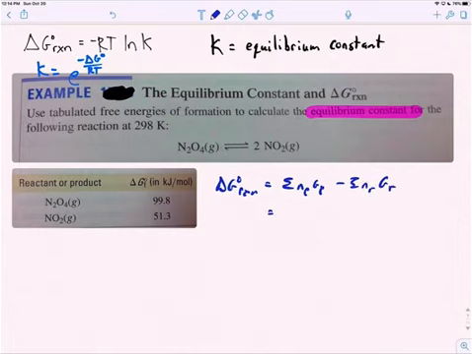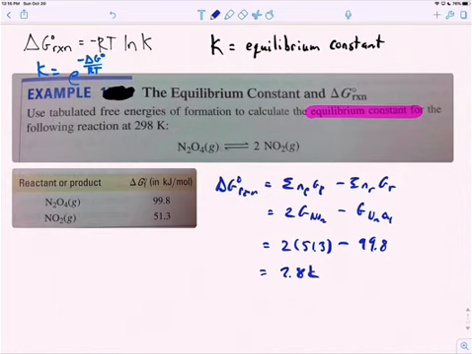This is going to be 2 G of NO2 minus G of N2O4, which equals 2 times 51.3 minus 99.8. And this equals, let me find it out here, 2.8 kilojoules.